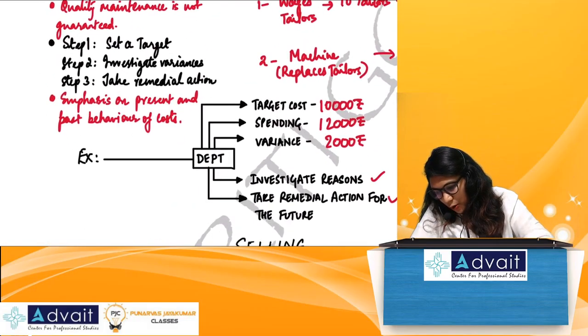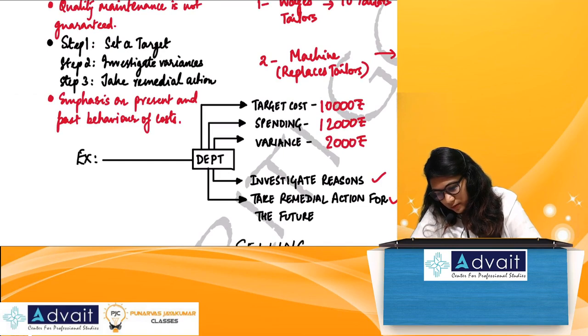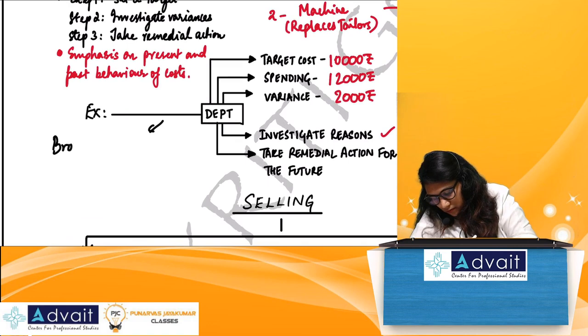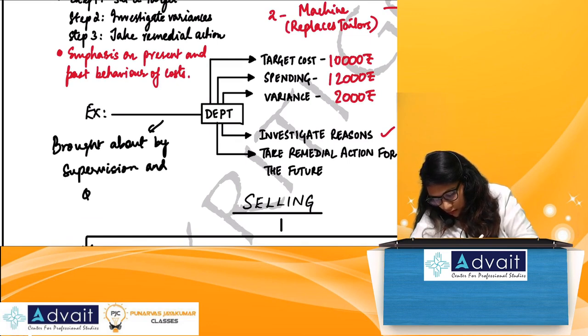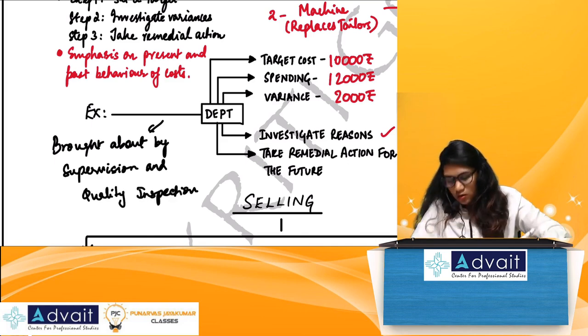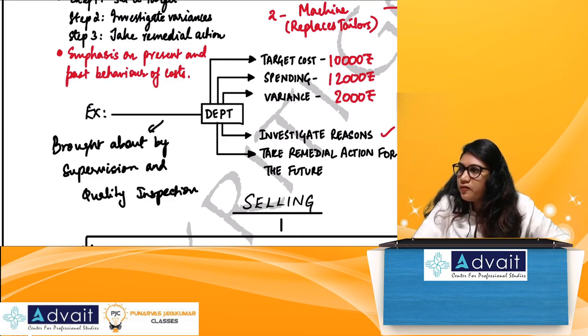So, one small point I want you to add here. Please say: brought about by supervision and quality inspection. Cost control. How do you achieve cost control? Through these two. Please write that.